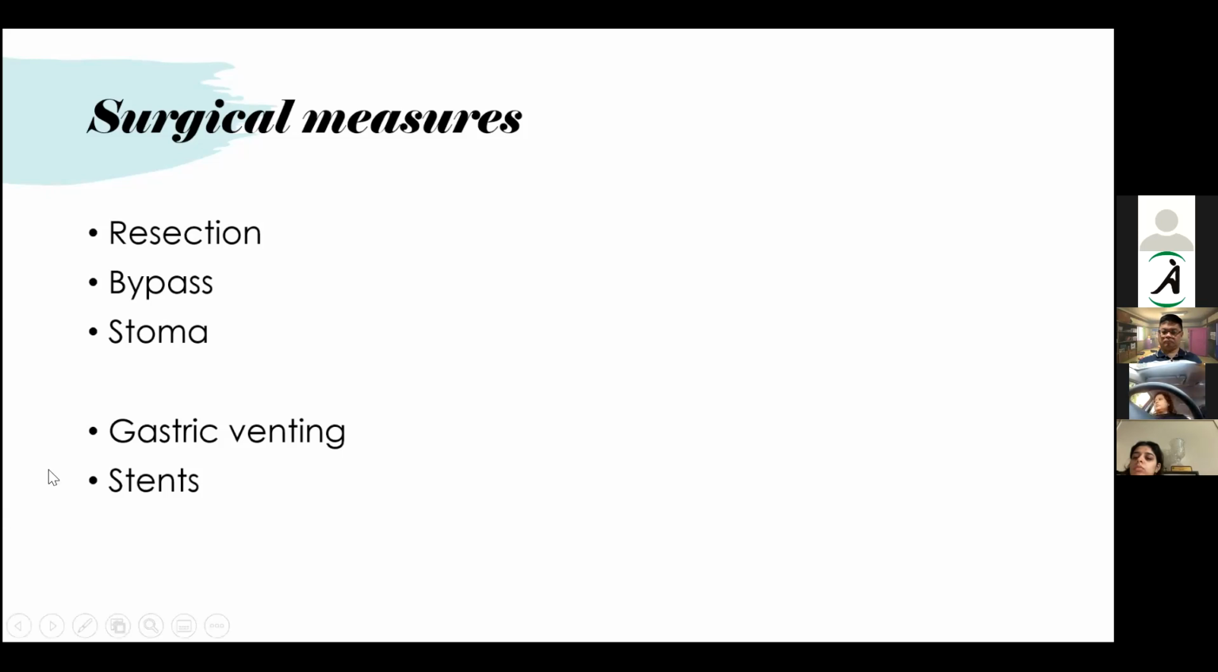Stoma is basically when you cannot resect the cause of the obstruction. You just close it and bring the proximal bowel outside as a stoma and keep a bag there so that the fecal matter can pass out. So these are the main three surgical measures. And there are also some palliative measures like gastric venting.